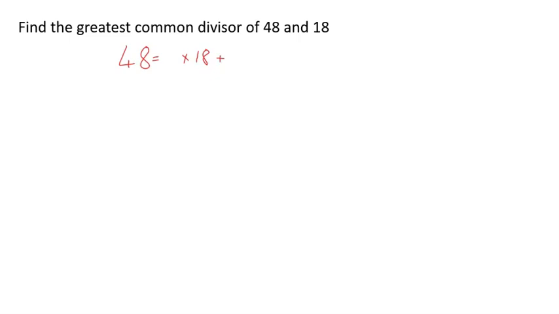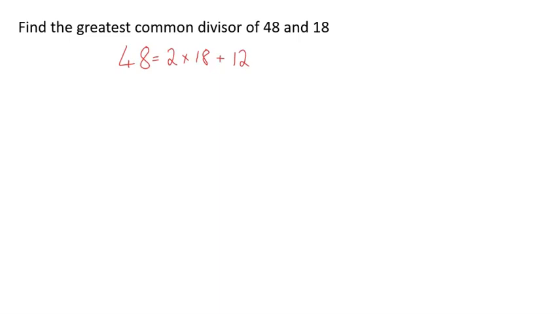Well, 2 18s, that's 36. If I then make 3 18s, that's 54. So that's too far for us to go. So I'm going to say that it's 2 times 18, so it's 36. I've got a remainder. My remainder is 12. So that's our first step there.